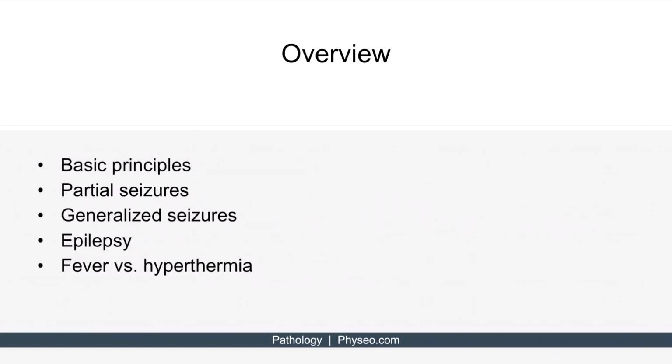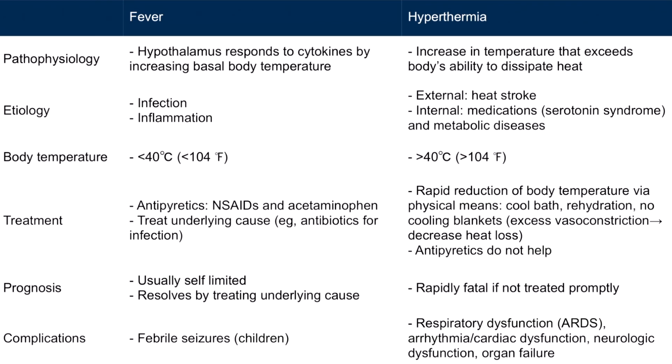All right, now let's finish up by discussing differences between fever and hyperthermia. Here is a table that summarizes the most important differences. Let's start with fever. Fever is defined as the increase in body temperature more than the normal daily variation. The hypothalamus responds to the cytokines by increasing the basal temperature of the body, resulting in a fever. Fever is most commonly caused by infection or inflammation.